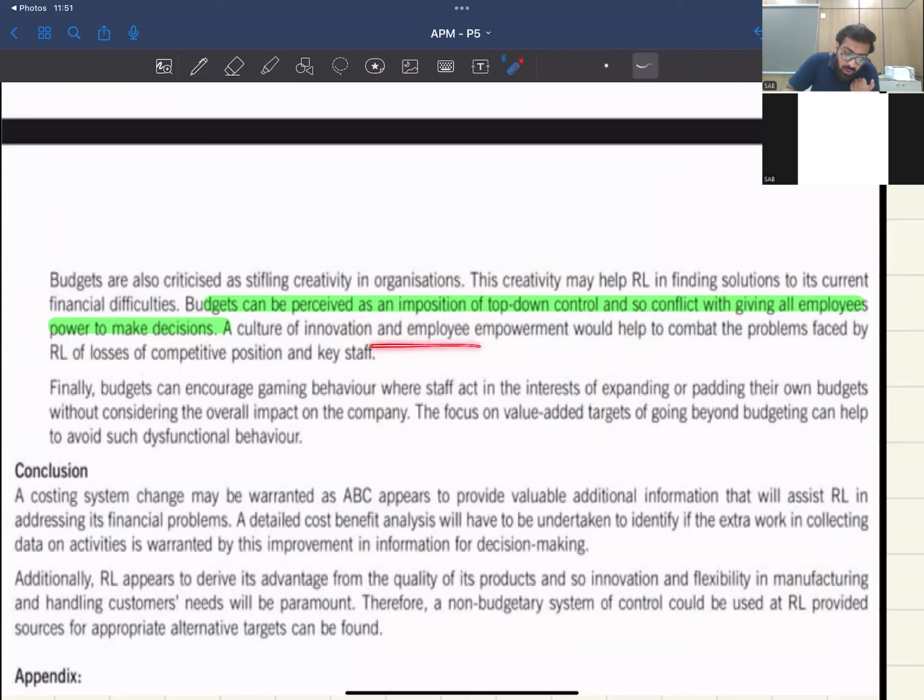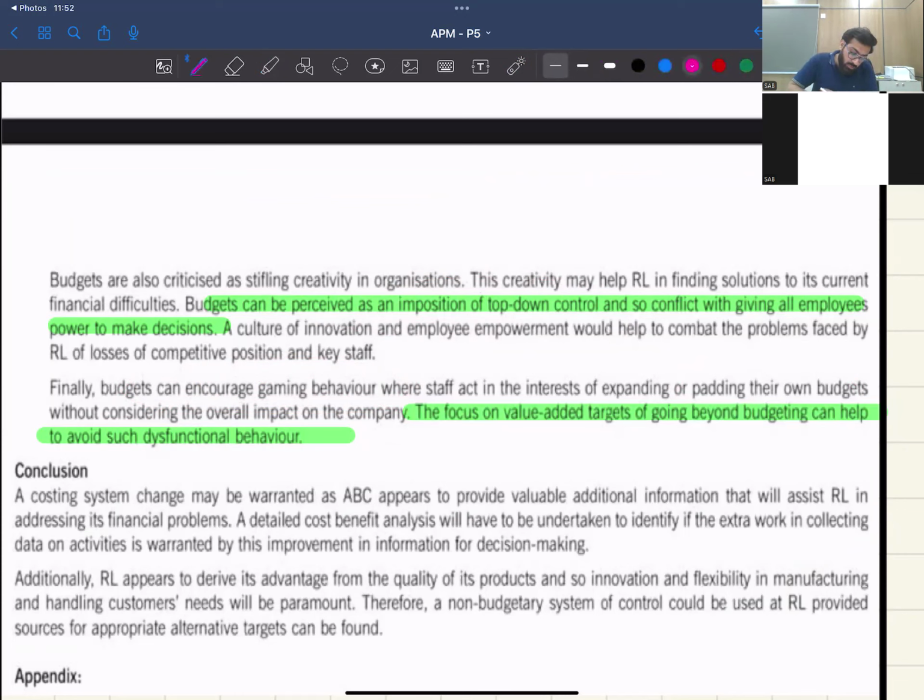A culture of innovation could help combat the problems and the competitive position of key staff. So the main thing is that RL is in a problem, and a budget change or a culture change could allow them to perform well, right? Budgets can encourage gaming behavior, with employees acting in the interest of expanding or padding their own budgets, regardless of the overall impact on the company. The focus on value-added targets in beyond budgeting helps them avoid dysfunctional behaviors, those behaviors that you cannot control.